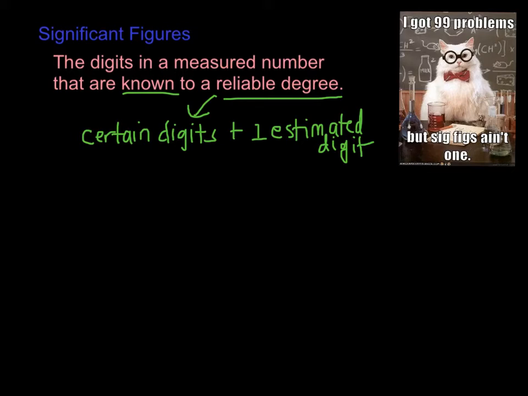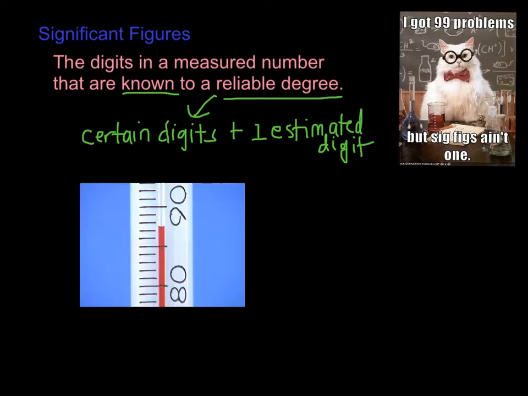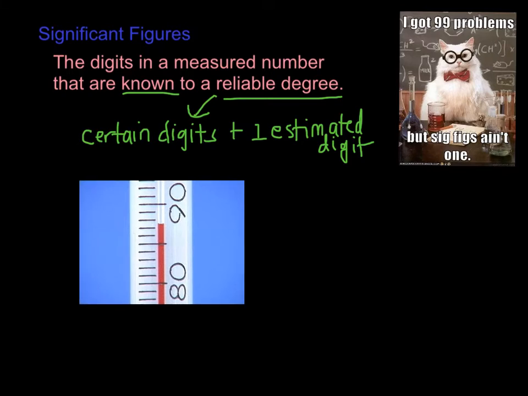So let's do an example of what I mean by that. So here's a thermometer, and we're going to assume a couple of things about this thermometer. First of all, we're going to assume that this is in degrees Celsius, because it doesn't say that it's in degrees Celsius, so we need to make sure that we indicate the unit that's going to go on our measurement. And we're going to make this measurement of temperature.